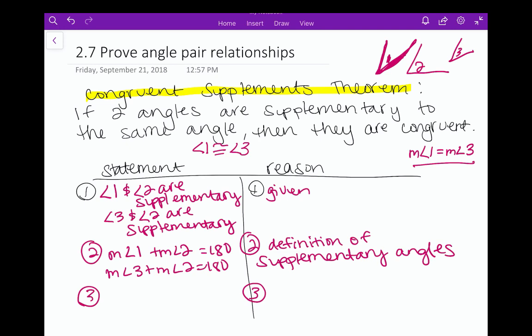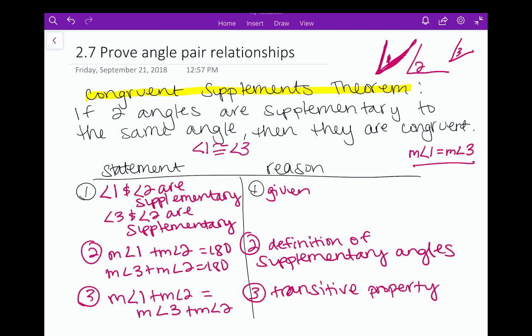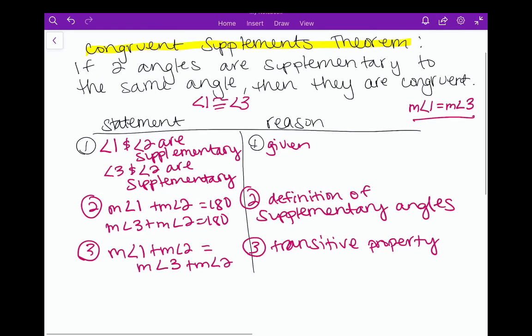If 1 plus 2 is 180 and 3 plus 2 is 180, we should see how 1 and 3 are the same. So what we're going to say is that the measure of angle 1 plus the measure of angle 2 equals the measure of angle 3 plus the measure of angle 2. That is the transitive property, because if we say 1 plus 2 equals 180 and 180 equals 2 plus 3, then 1 plus 2 must equal 2 plus 3. Take a moment to think about how that works for the transitive property. Transitive property is like if A is greater than B, B is greater than C, then A is greater than C. And that's what happens here in step 2.